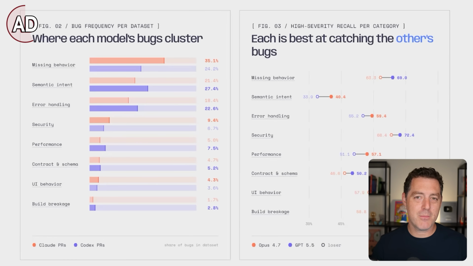And like I said, different models excel at different things and they're worse at other things. So what we're seeing here is that depending if you're using Claude or Codex, they cluster in different ways. So for example, missing behavior, Claude more guilty. Semantic intent, Codex more guilty.